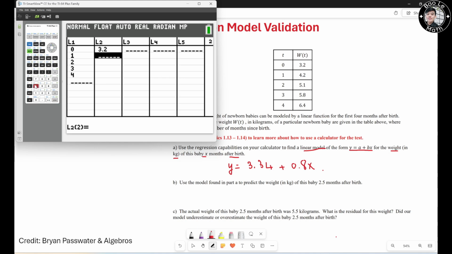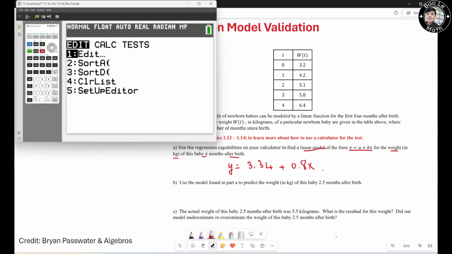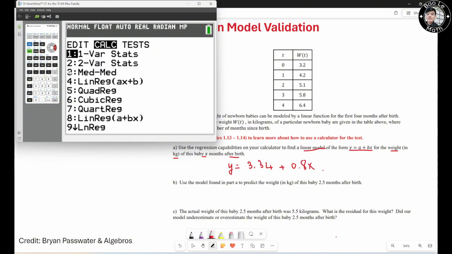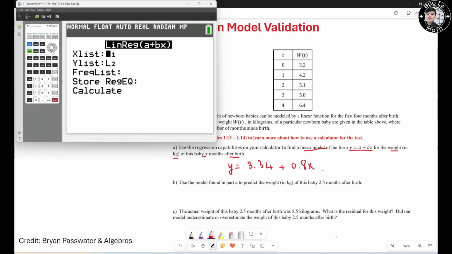So input the values 3.2, 4.2, 5.1, 5.8, and 6.4. Now hit start again, go to count. Number 8 right here, linear regression, A plus BX. So go to number 8. Hit enter, L1, L2, which means the X and Y column.